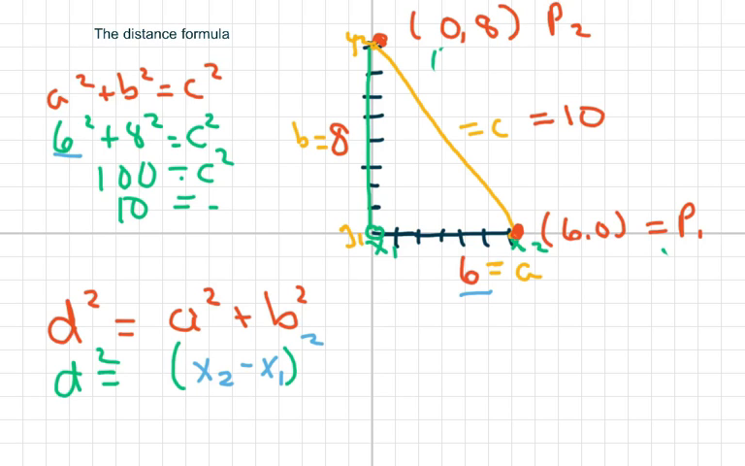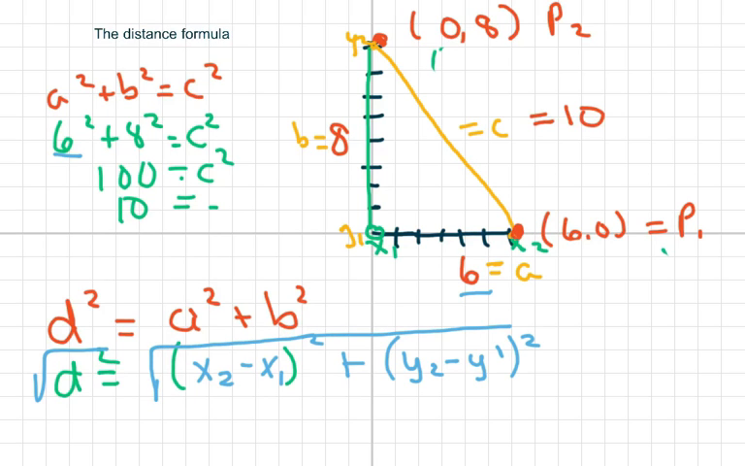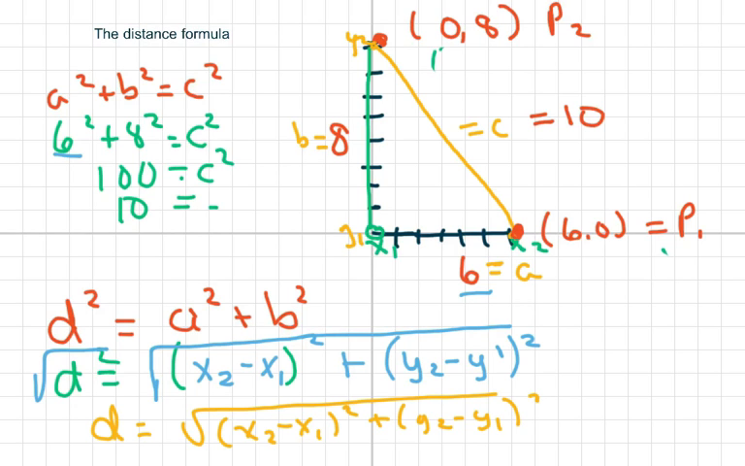And you square it. And then plus the b part. My b part is my y. And that's going to be y sub 2 minus y sub 1. All right? And then to just find d and not d squared, I square root both sides. That's supposed to be squared. And there you get distance equals the square root of x sub 2 minus x sub 1 squared plus y sub 2 minus y sub 1 squared.